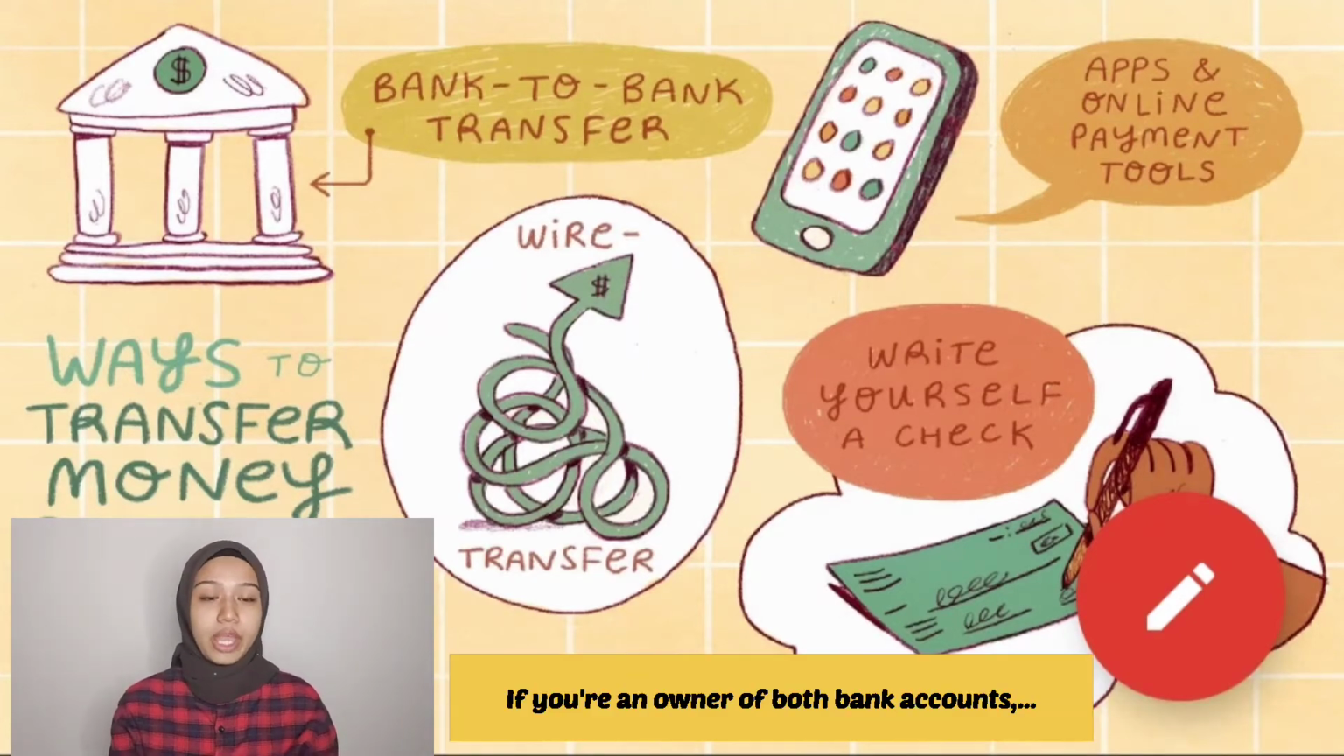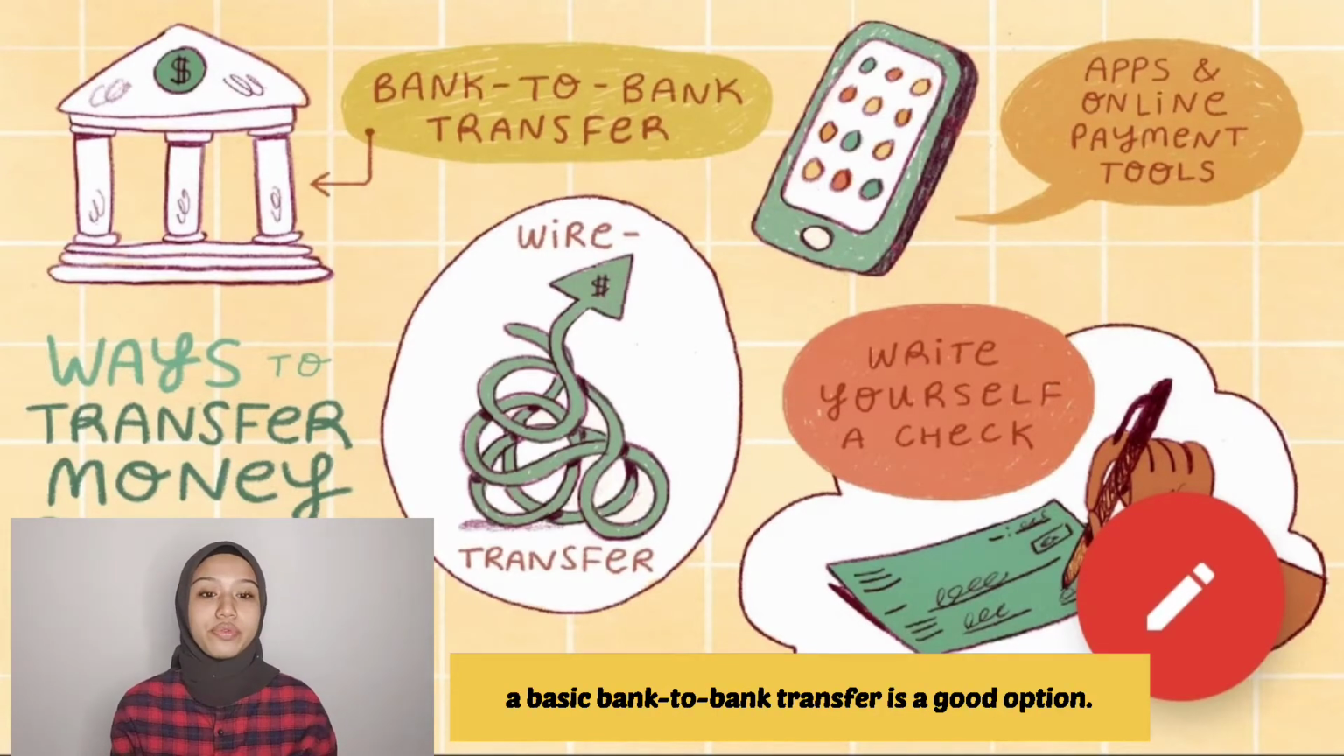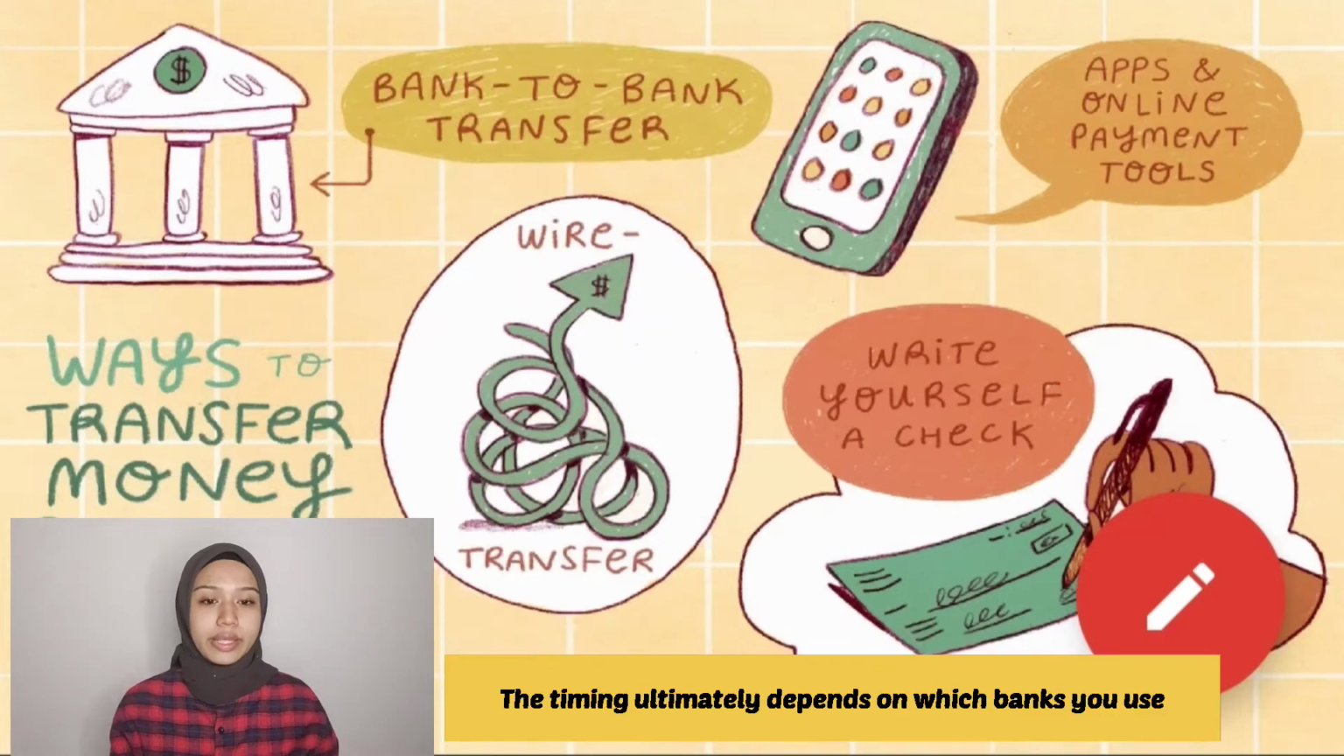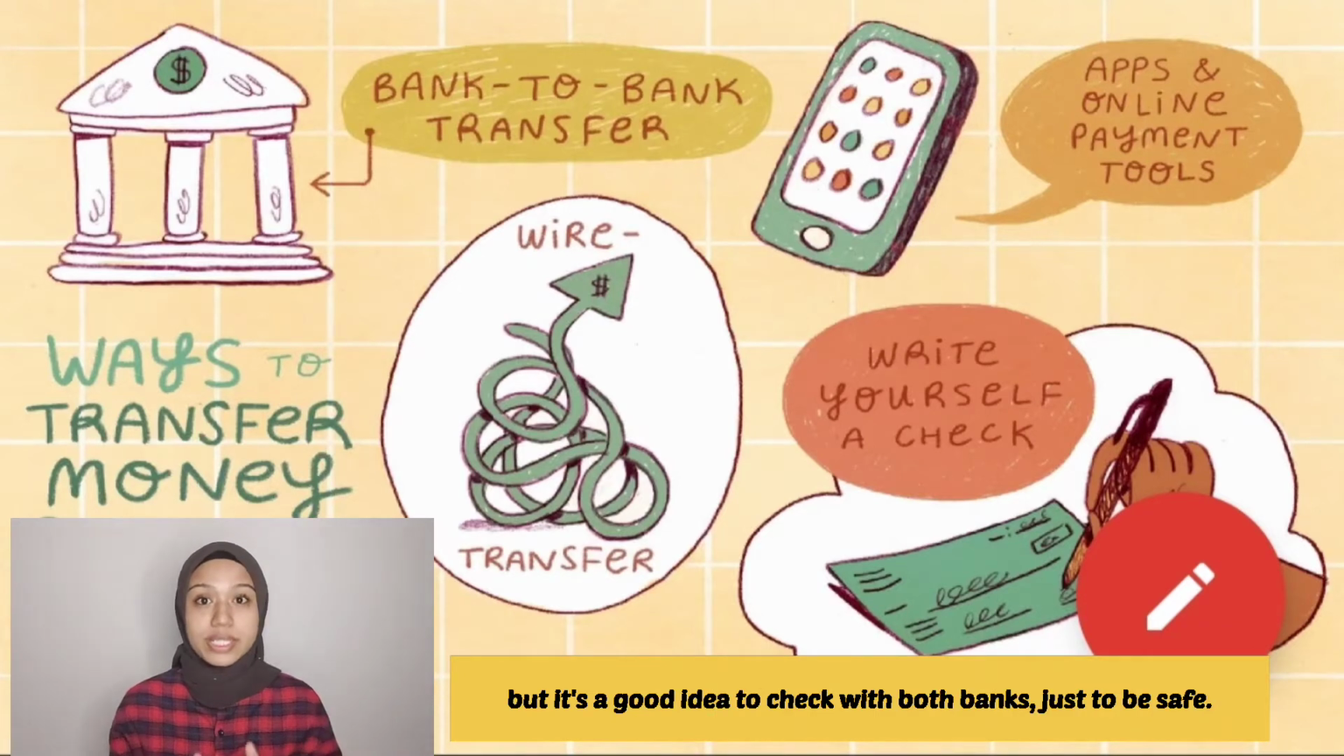Bank-to-bank transfer. If you are the owner of both bank accounts, a basic bank-to-bank transfer is a good option. You can set up the transfer with the sending or receiving bank, and the funds arrive at the destination after 2 or 3 business days. The timing ultimately depends on which bank you use and whether you are moving money internationally or domestically. Many banks allow you to make a free transfer between connected accounts, but it is a good idea to check with both banks just to be safe.